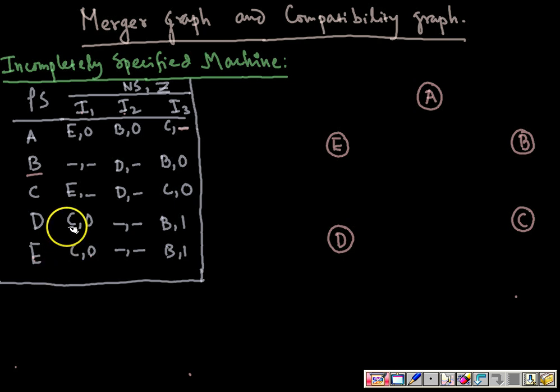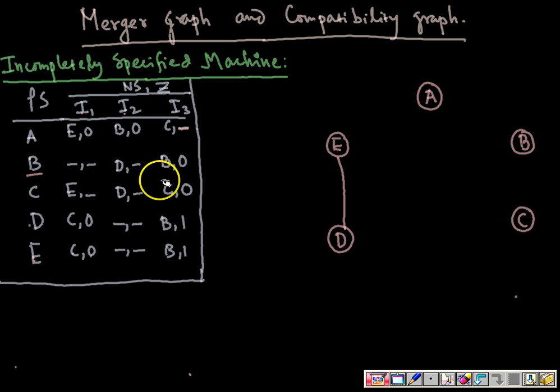Now what about the states? For input I1, it's C and C, both are the same. Input I3, it's B and B, both are the same. Input I2 not specified, we can consider the same next state, taking a favor out of it. So as far as D and E are concerned, their outputs don't conflict, they have the same next state. So D and E are going to have an uninterrupted arc between them.